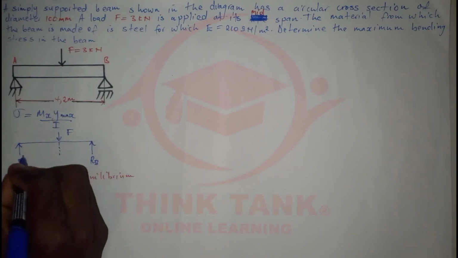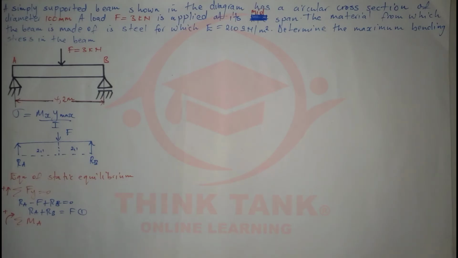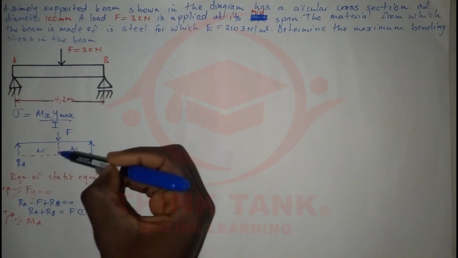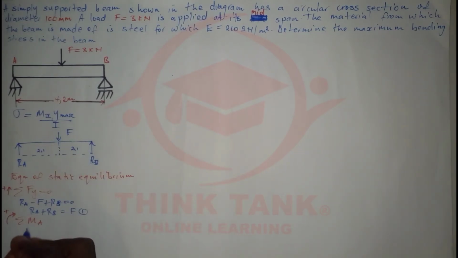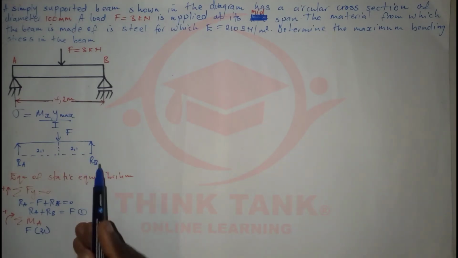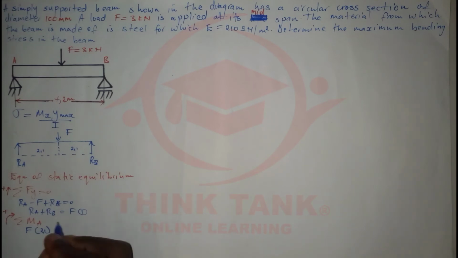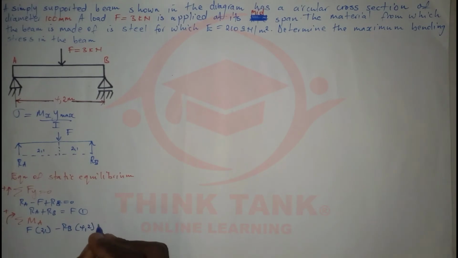This is 4.2, so we can agree that this distance is 2.1 and the distance here is 2.1. When you apply a force F here, this beam is going to rotate in the clockwise direction. So I'm going to have positive F times the distance, and you can agree that the distance is 2.1 here. If you are not familiar with moments, just look at my video in the description under the playlist Mechanical Engineering. Then at B, you can see B is trying to lift the beam, so it's going to be opposite. So it's going to be negative RB, times the distance from the point A, which is 4.2, and that should give us 0.